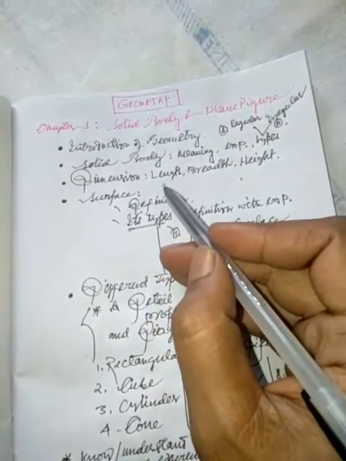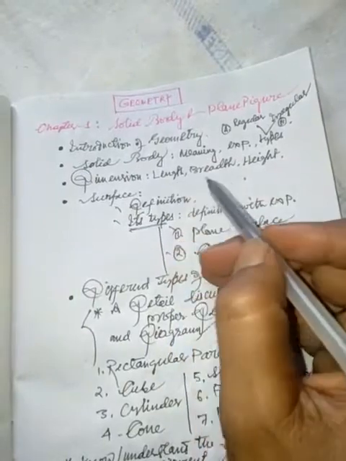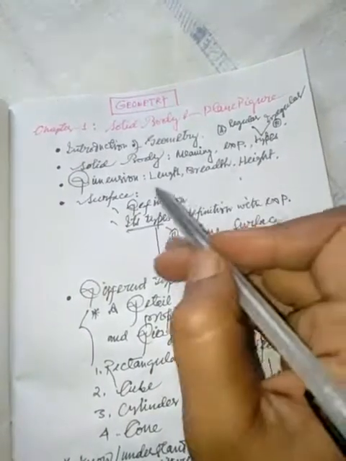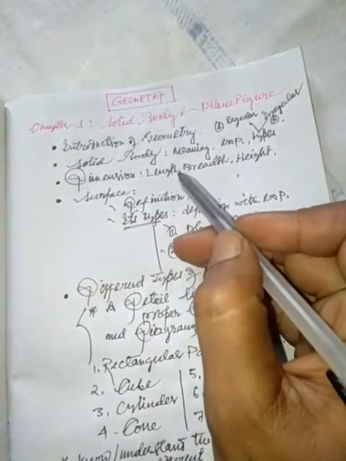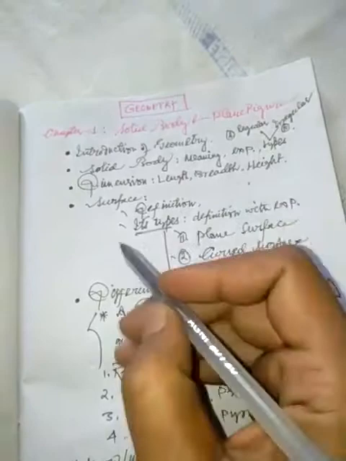There are a lots of dimension, but in class 6 we will deal with three kinds of dimensions. Number one, length, second is breadth, and third one is the height.